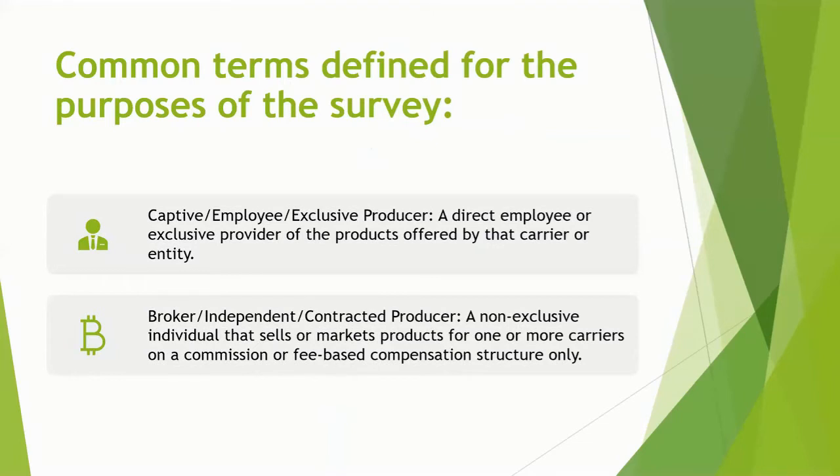This was presented at the beginning of every survey to the groups that responded, where we were identifying the most common terms for the purposes of going through this survey. A captive employer exclusive producer was a direct employee or an exclusive provider of the products offered by that carrier or entity. Meanwhile, a broker or independent contractor producer was a non-exclusive individual that sells or markets products for one or more carriers on a commission or fee-based compensation structure only.